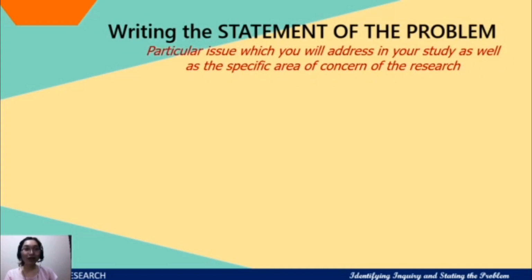Alright. So, what is a statement of the problem? It is a particular issue which you will address in your study as well as the specific area of concern of the research. After selecting your topic, the next thing to do is identify your research problem. You have already chosen a research topic and I've already assigned you to write your research title. This time, you should have identified your research problem already. And if you haven't yet, this is the best time to identify it.